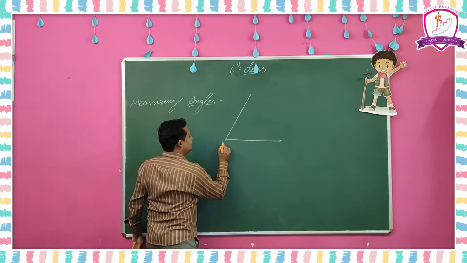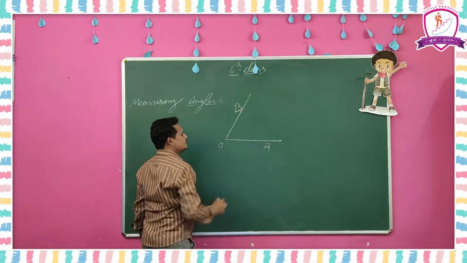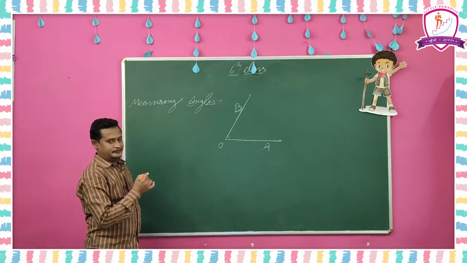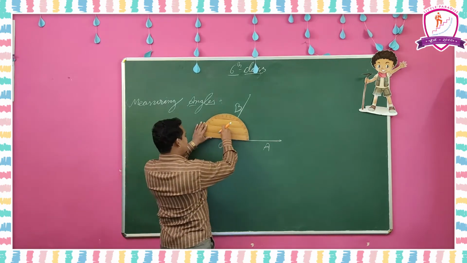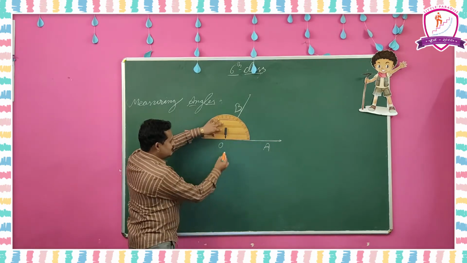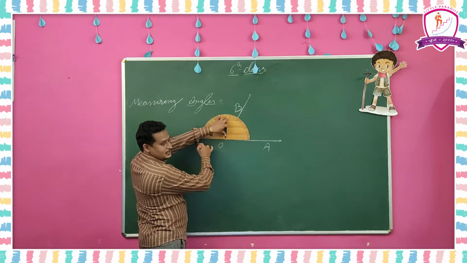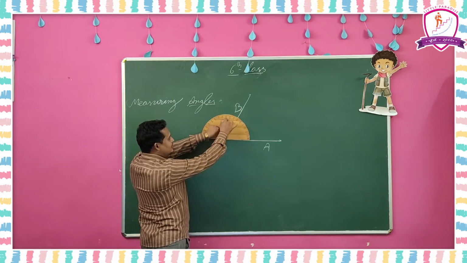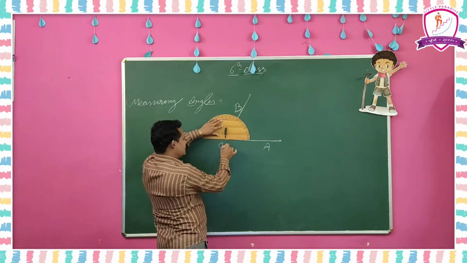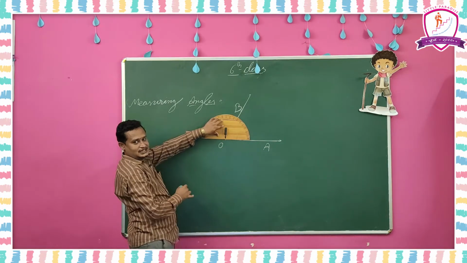First we can give the names OA and OB. These are the rays, and we are going to find the angle measured by OAB. Here we have to put this arrow. This is the baseline, and this is 90 degrees, the middle of the protractor. These two lines must coincide at the vertex.